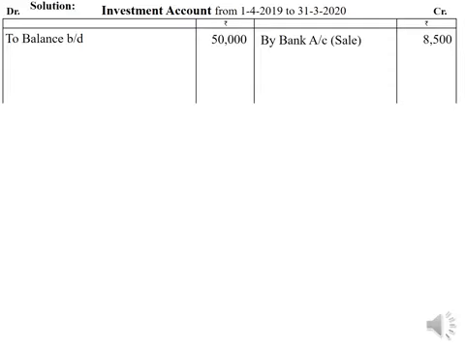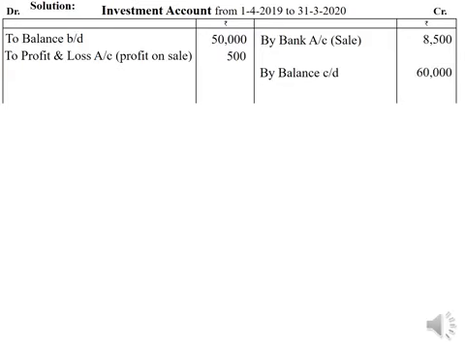There is 500 excess amount received. Because 8,000 worth of investments were sold for rupees 8,500, 500 excess is treated as profit. Then that profit has to be transferred to profit and loss account on credit side. Okay, 500 rupees to profit and loss account, 500 rupees profit on sale. Record the balancing closing balance amount. By balance carried down rupees 60,000.